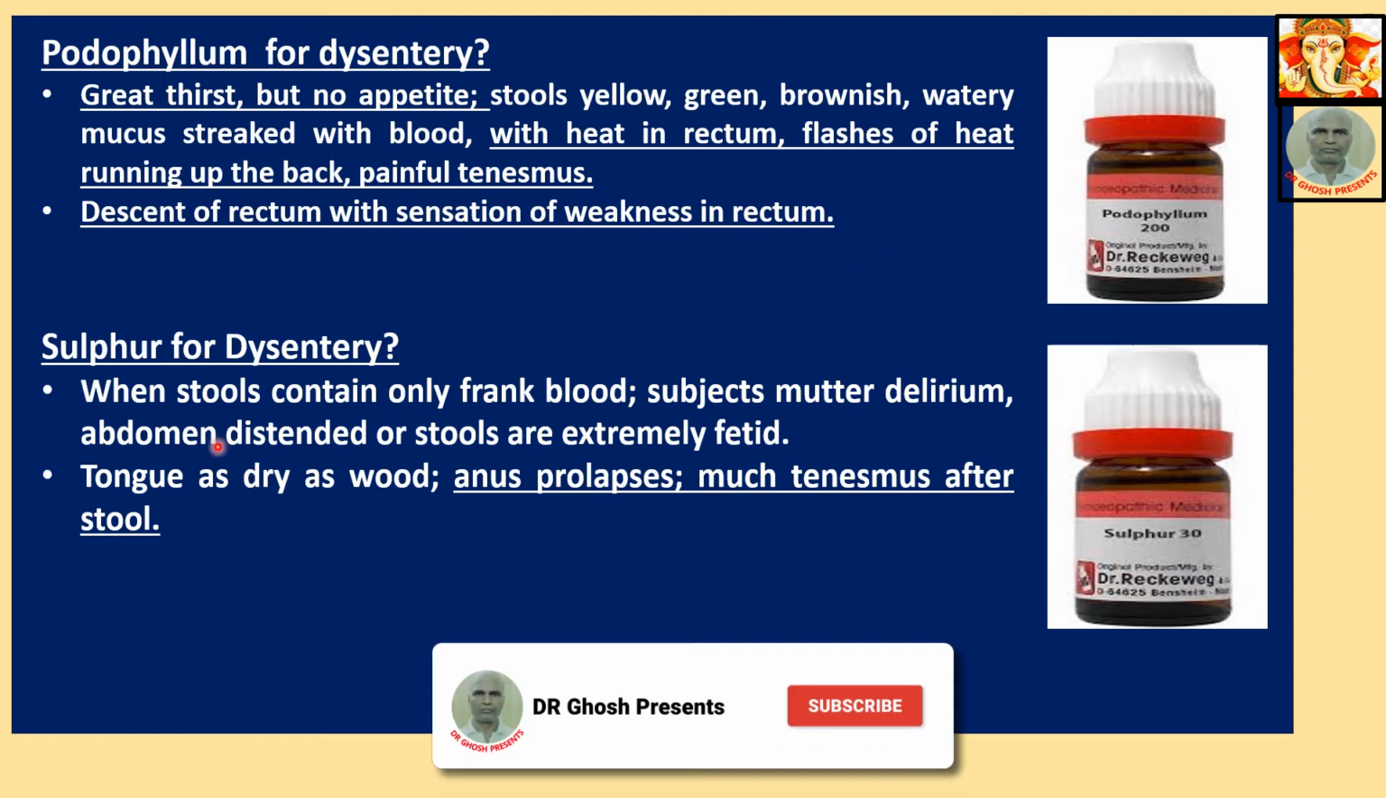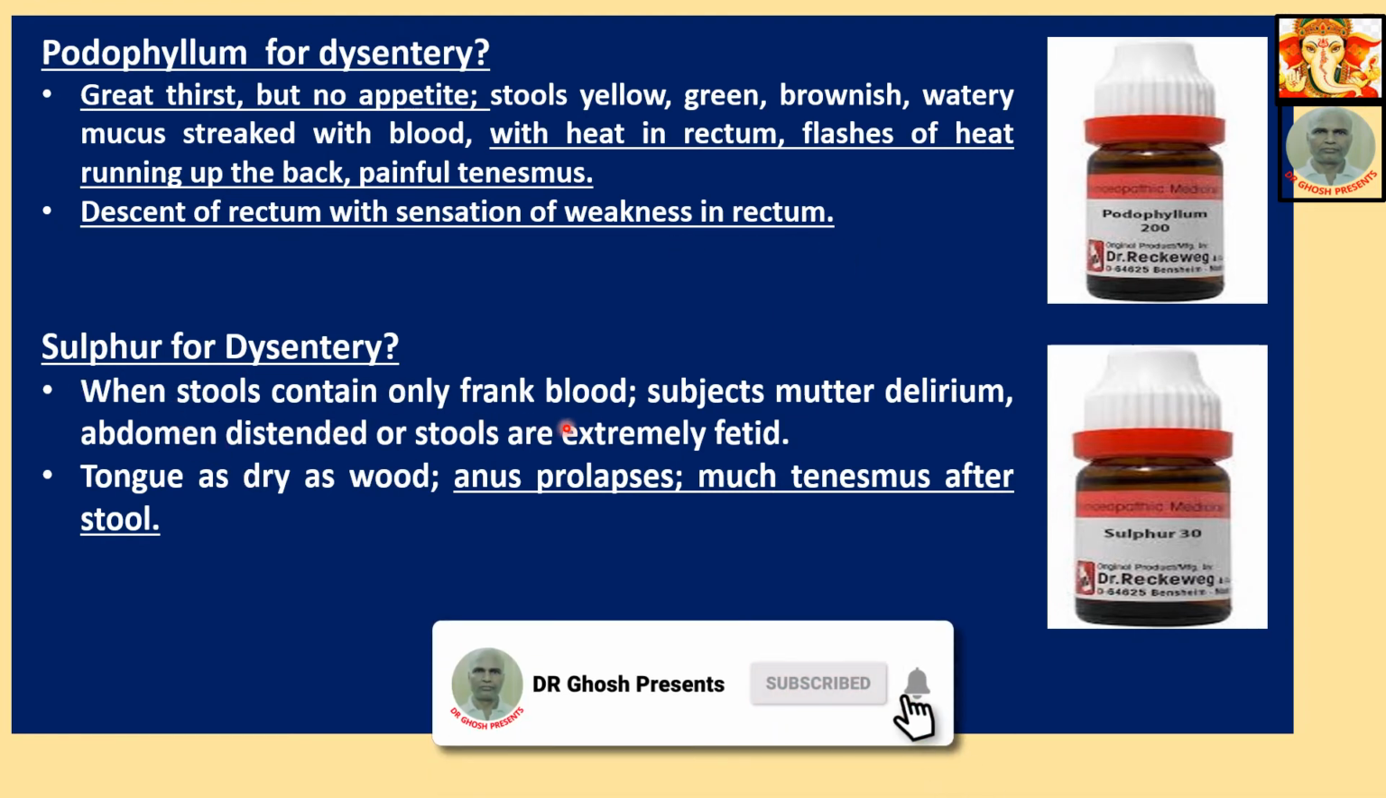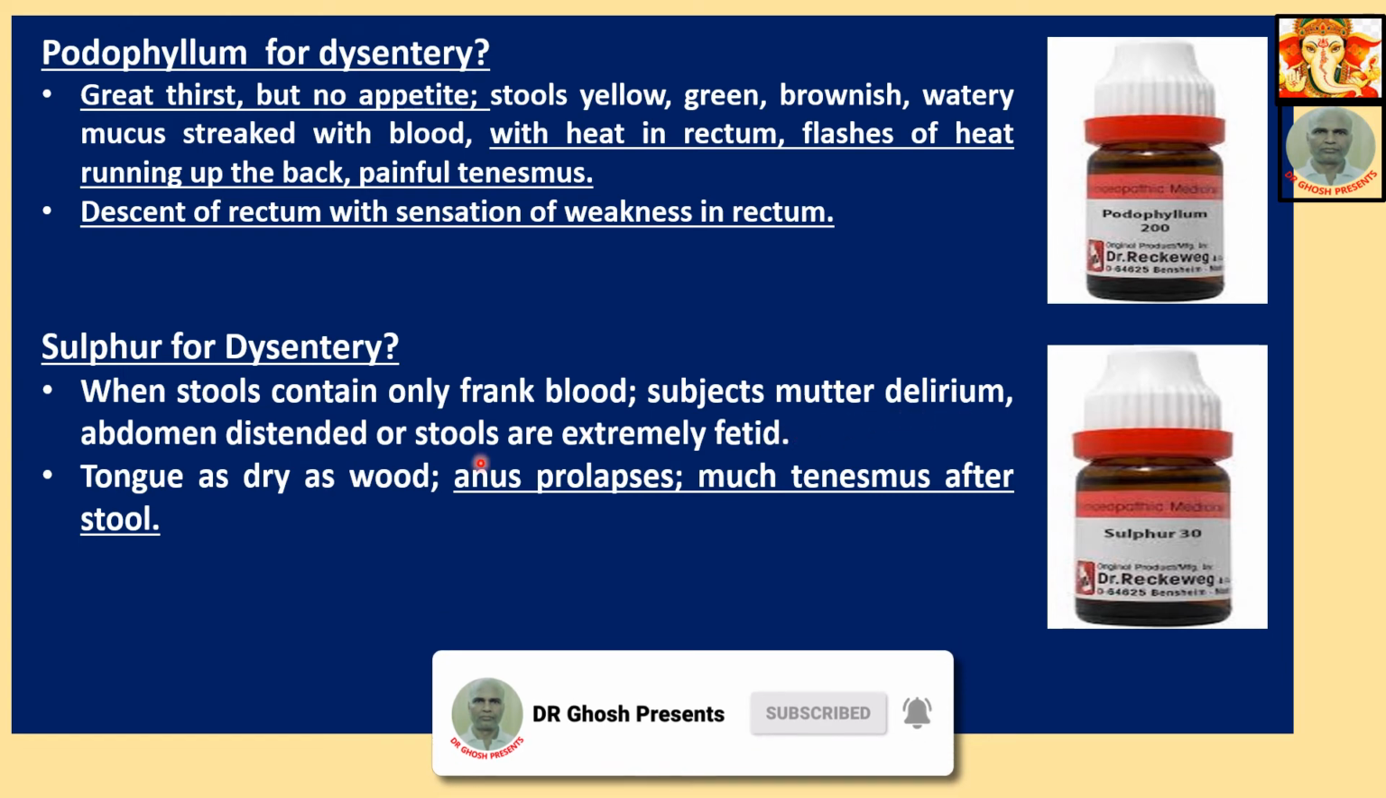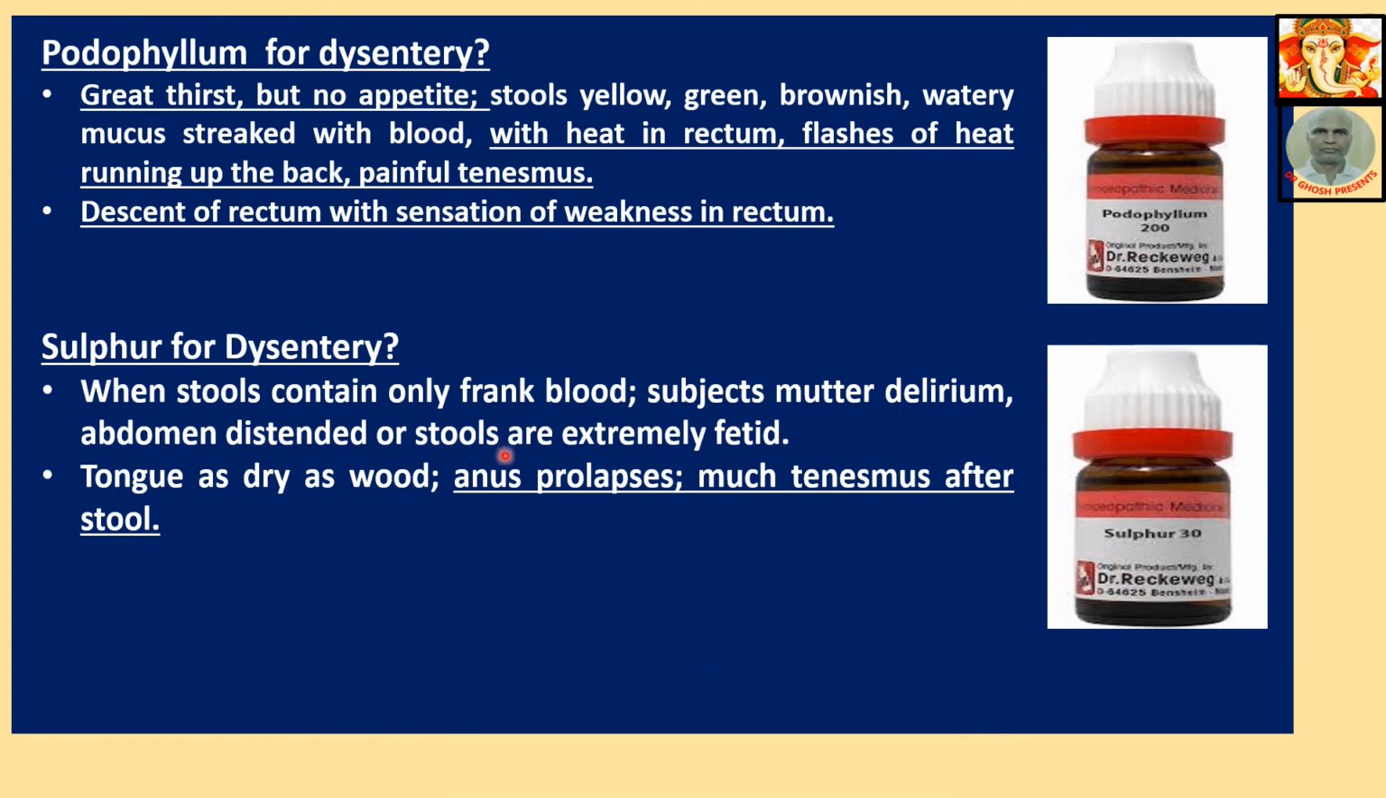Sulphur for dysentery. When stool contains only frank blood, subject mutters in delirium. Abdomen distended or stool extremely fetid. Tongue as dry as wood. Anus prolapses. Much tenesmus after stool.